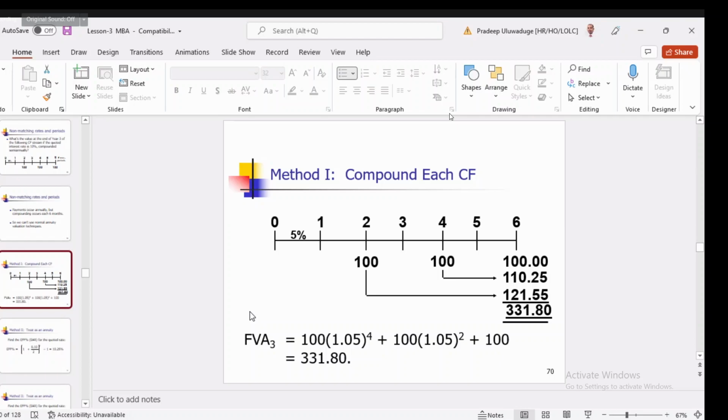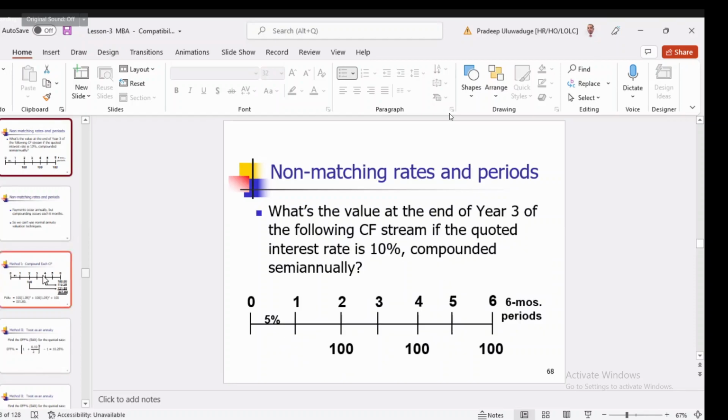Now the last cash flow is in its real value, so we do not have to do anything to that. The value of the third cash flow is 100. The second cash flow is compounded once at 5%, because on a semi-annual basis, the rate is r divided by m, the number of times it's compounded within the year. So 10% becomes 5% on a semi-annual basis.